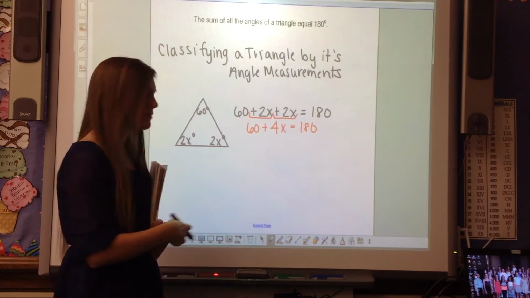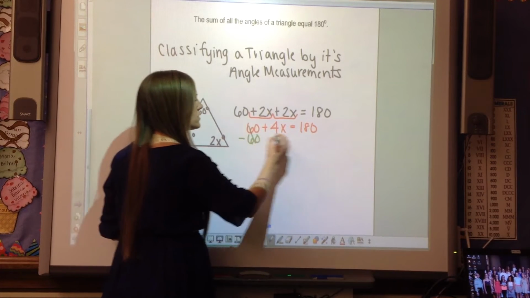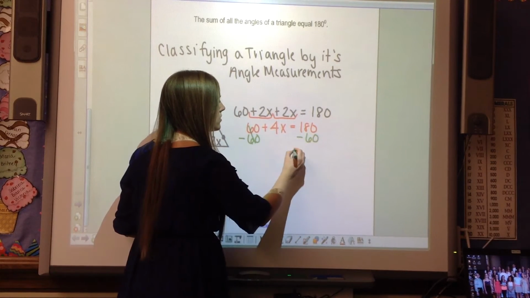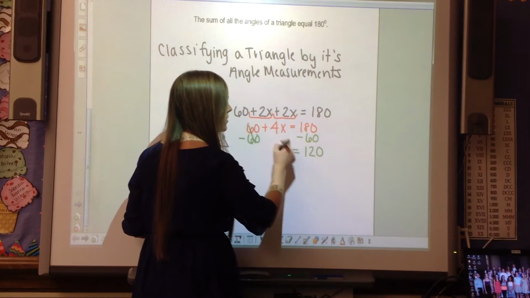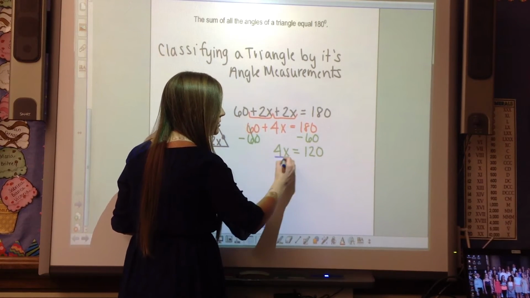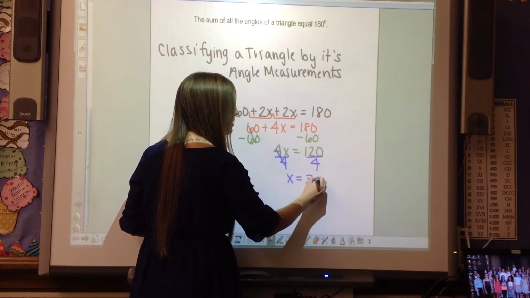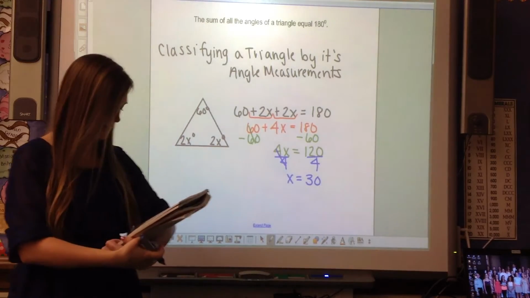Again, we're trying to solve for x. I want to get x by itself, so I'm going to bring the 60 over first. 4x. Divide both sides by 4. So I find out that x equals 30.